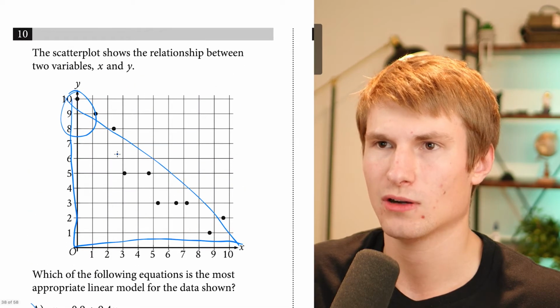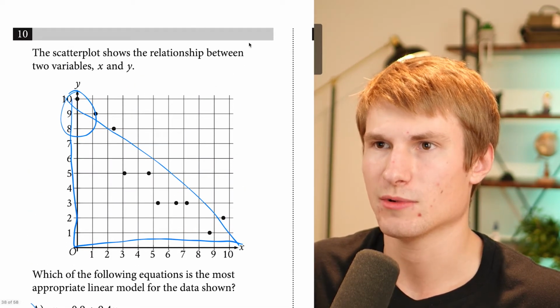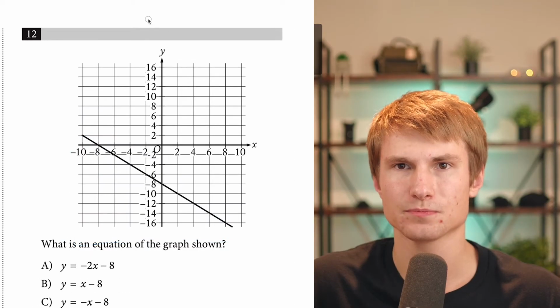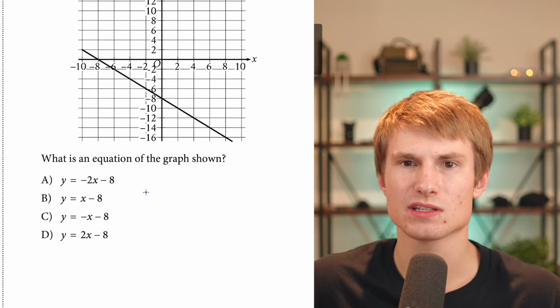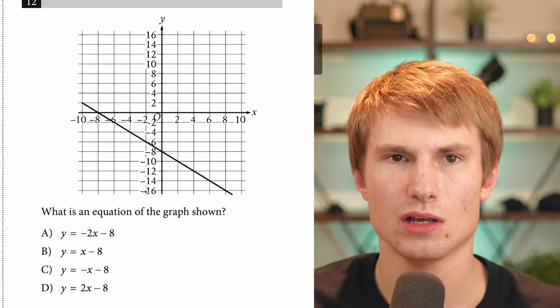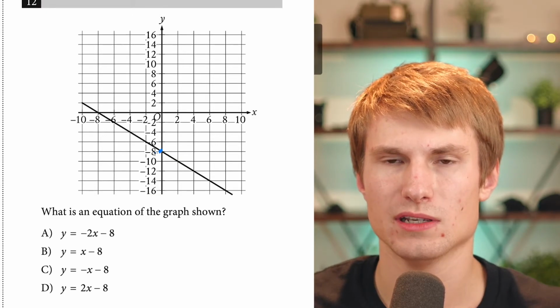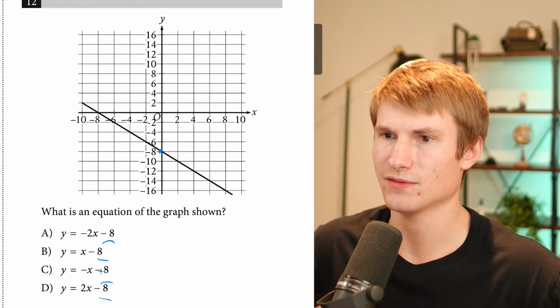question number 12. Okay, let me switch sides of my screen. We've got question number 12. All right, looks like we've got a graph. What is an equation of the graph shown? Okay, so here I see my graph goes in at -8. Looks like all of these have -8, so that's fine.